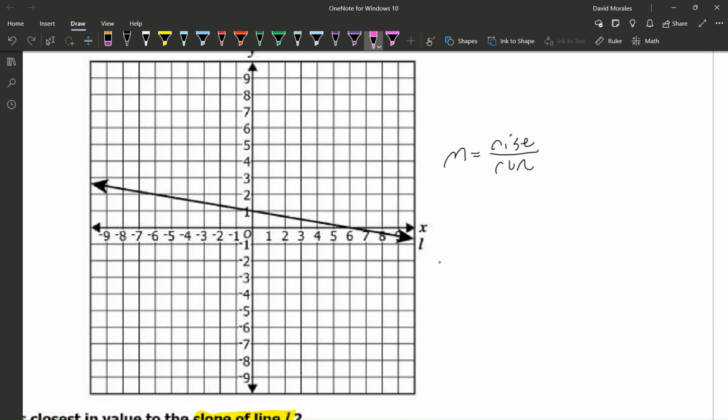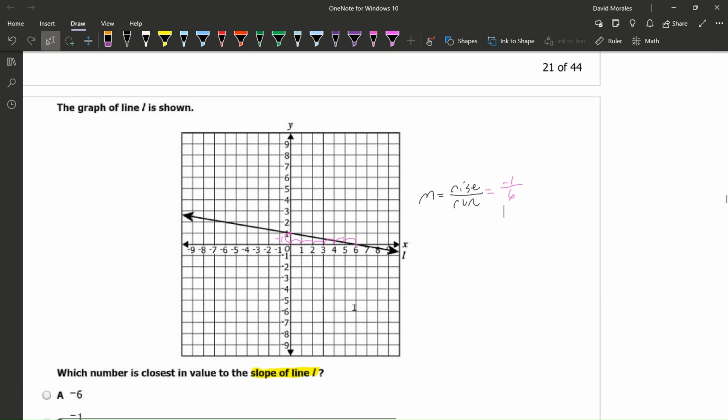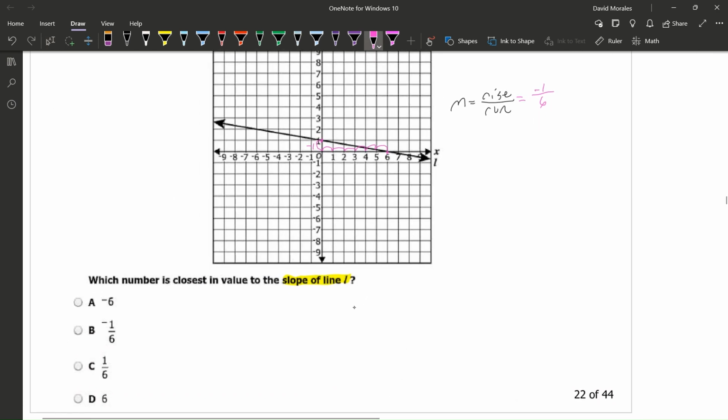So I start at a point. I can't use points like these because they're not at a grid corner. You know, I can't use that point. So the next point I can use is this one. So my rise is, from this point, I go down 1. So that's negative 1. And my run is 1, 2, 3, 4, 5, 6. So my slope is negative 1/6. That would be answer B.